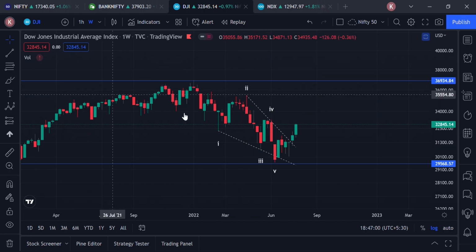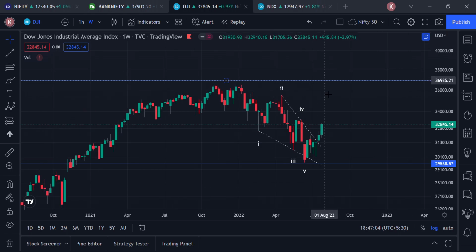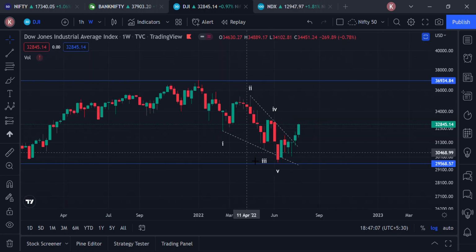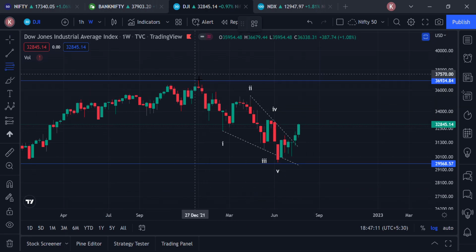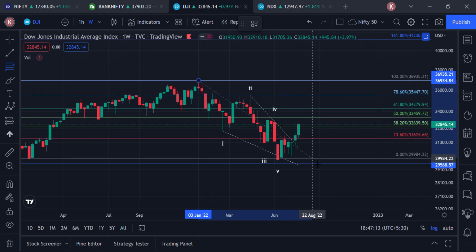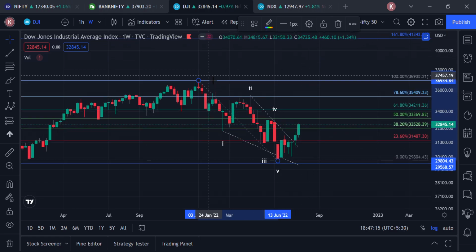This is, in my sense, not a new rally. Right from here, we are not going to go to an all-time high. This is just a counter trend for this entire trend, which started from here. It has started from here and ended here, and this is just a counter trend.